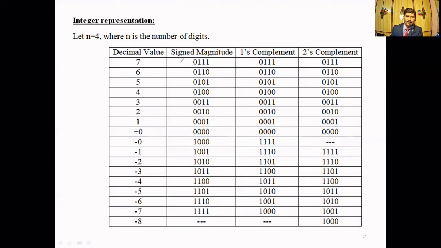So, range in sign magnitude, right? Minus 7 to plus 7 we want to get. That means 2 power n minus 1 is 2 power 3, that means 8, minus 1. That means 7. This value for the minus value, right? Plus 7, how we will get? 7 means 2 power n minus 1 minus 1. So that is the range here. So that is for sign magnitude, and minus 7 to plus 7.